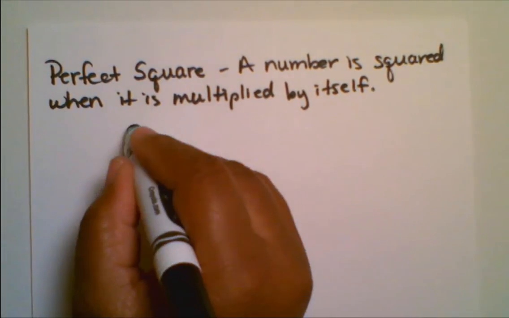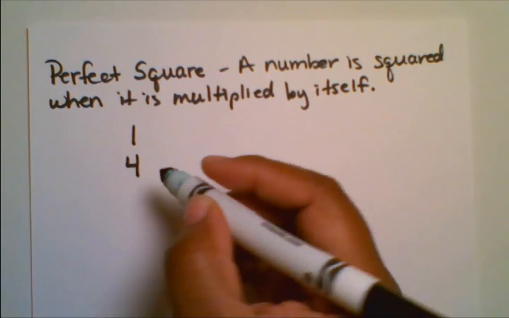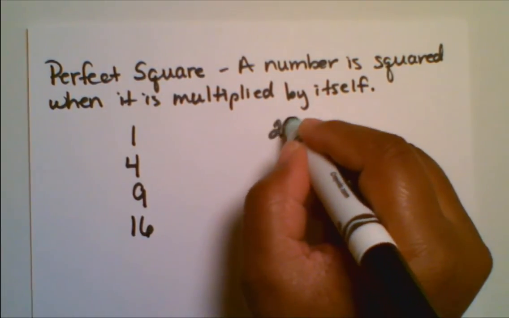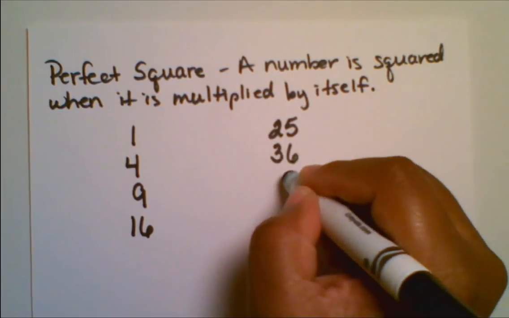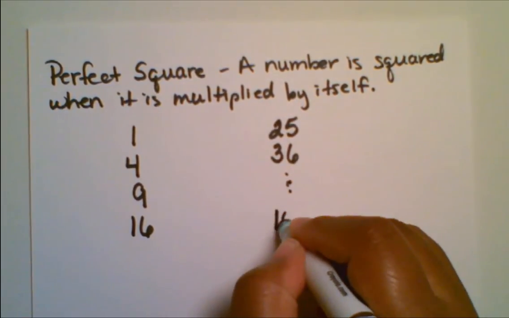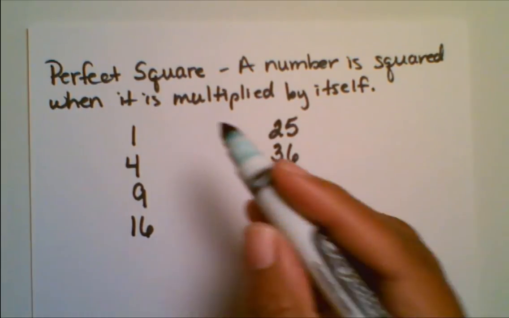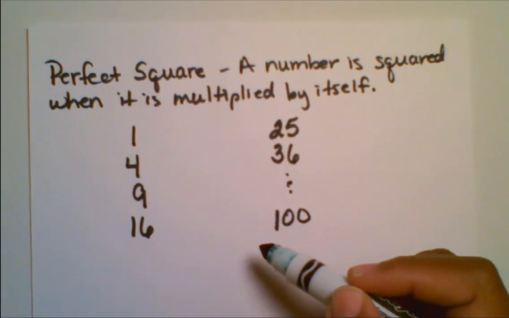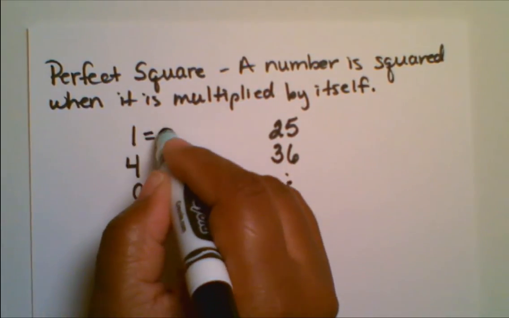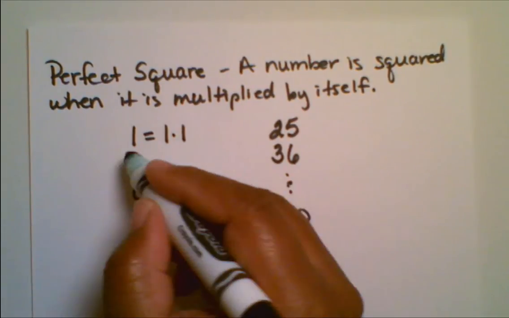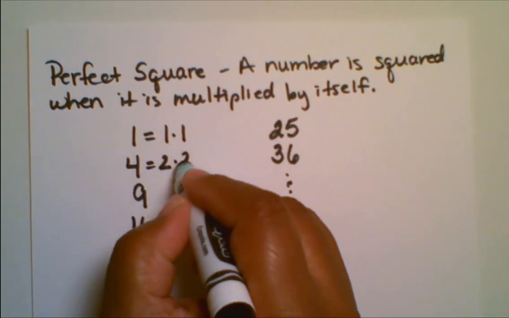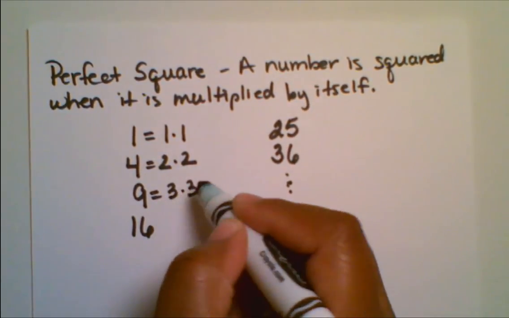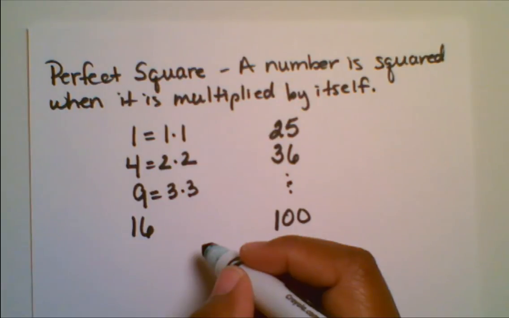For example, 1 is a perfect square, 4, 9, 16, 25, 36, and we can keep going to 100. But these are some of the first perfect square numbers. What makes 1 a perfect square? When we multiply 1 times 1, we have 1. What makes 4 a perfect square? 2 times 2. Two identical numbers, and their product will yield a perfect square.